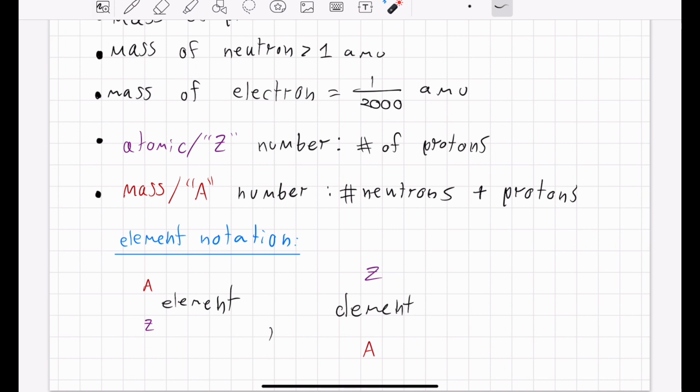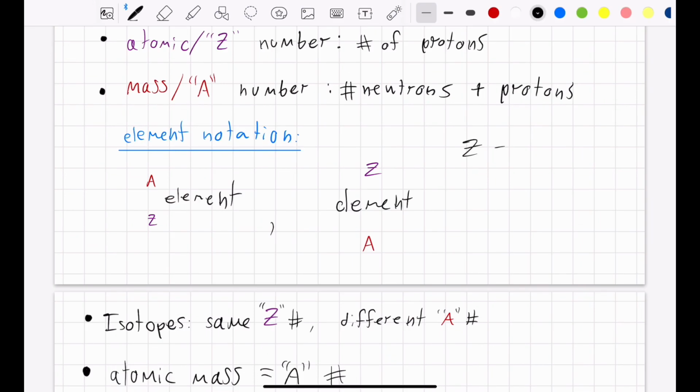So there's two important things we need to know for element notation, and that's the atomic or Z number, which describes the number of protons in an element or ion, and the mass or A number, which describes the number of neutrons and protons summed together. And so these are the two ways we can notate elements. We can have the A number in the top left with the Z number on the bottom left of the element, or we could have the Z number above the element written with the A number below the element.